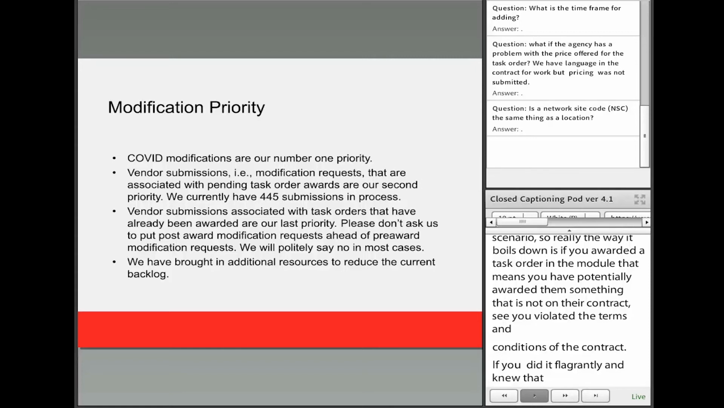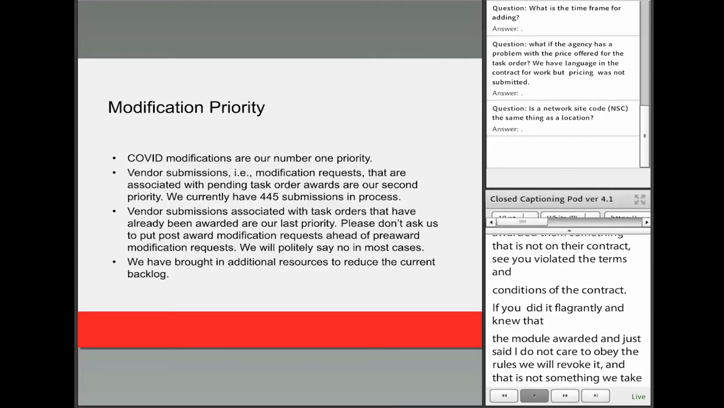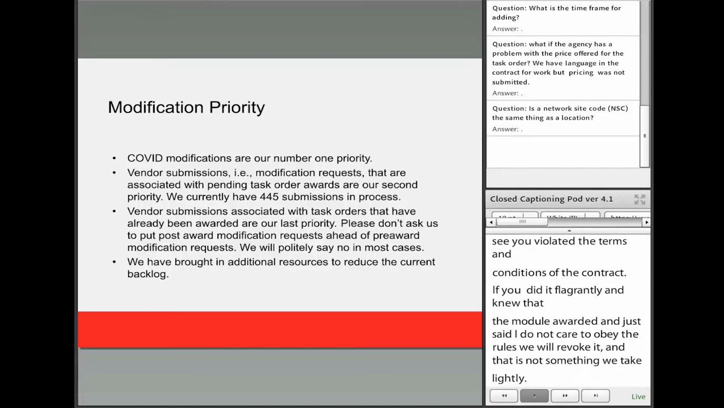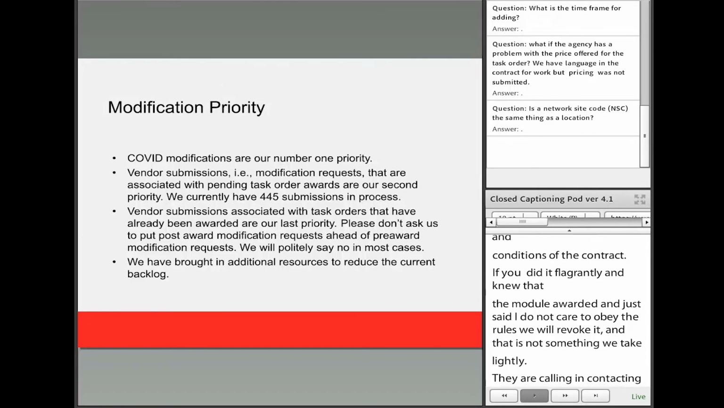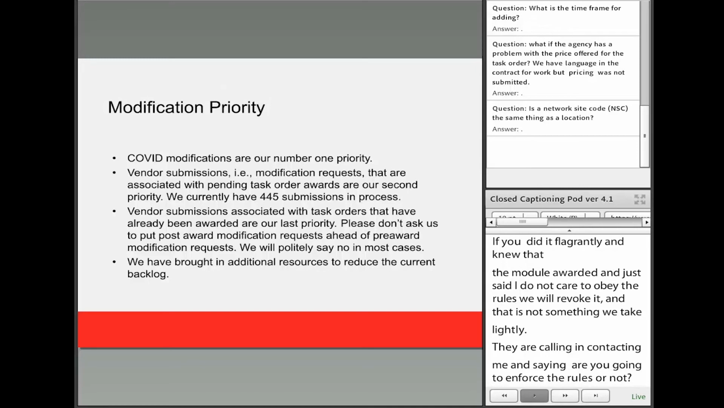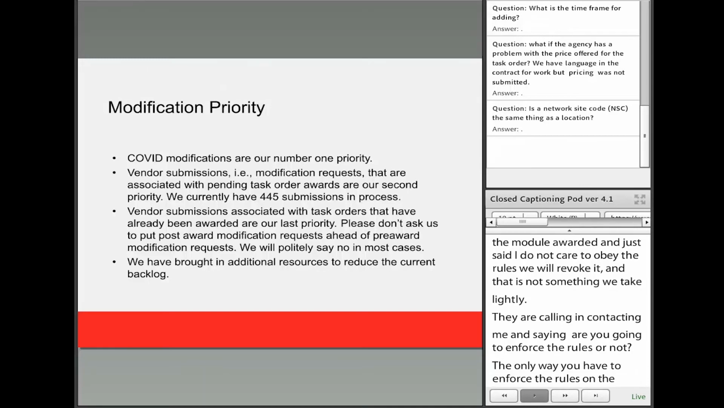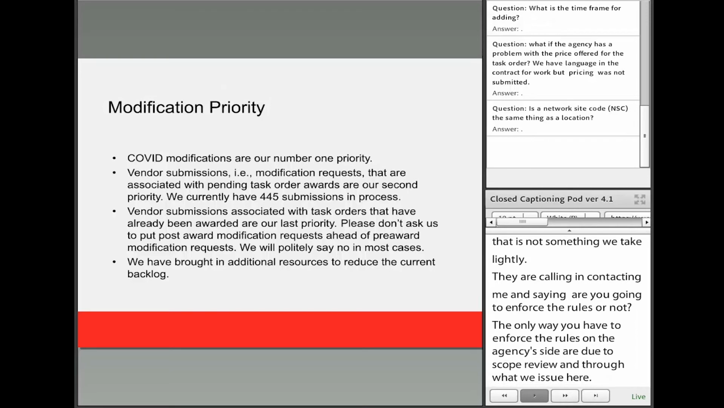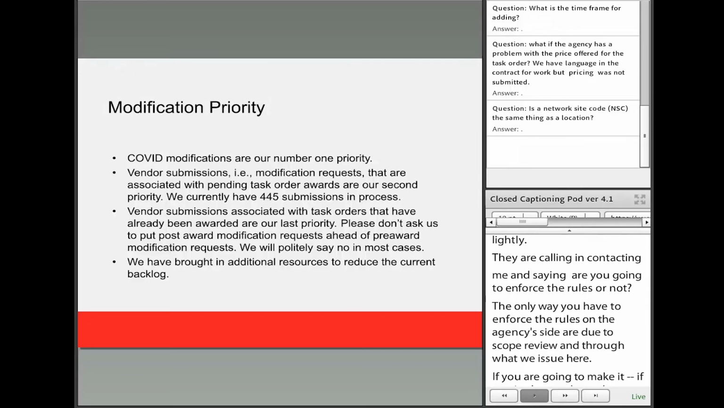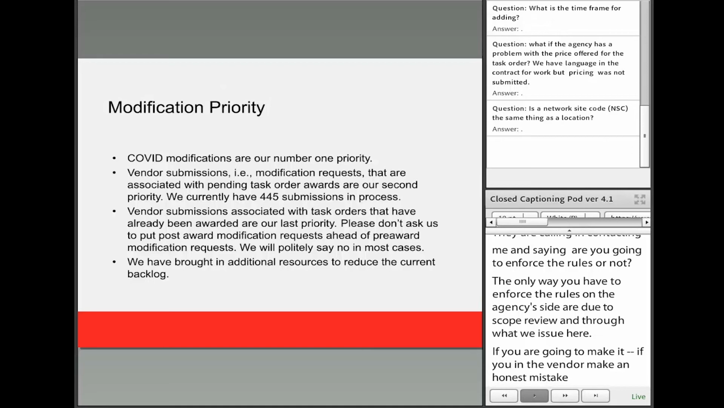They're calling me, they're contacting me and saying, you know, hey, Haran, are you going to enforce the rules or not? And the only way we have to enforce the rules on the agency side are through the scope review and through that DPA we issue you. So please, if you're going to make an award, once again, perfect doesn't live here. If you and the vendor make an honest mistake, you know, we can live with that. But if there's 3 mods out there that haven't been processed and you just go ahead and make an award and the vendor accepts it, I have a huge problem with both of you. So that's the first question.